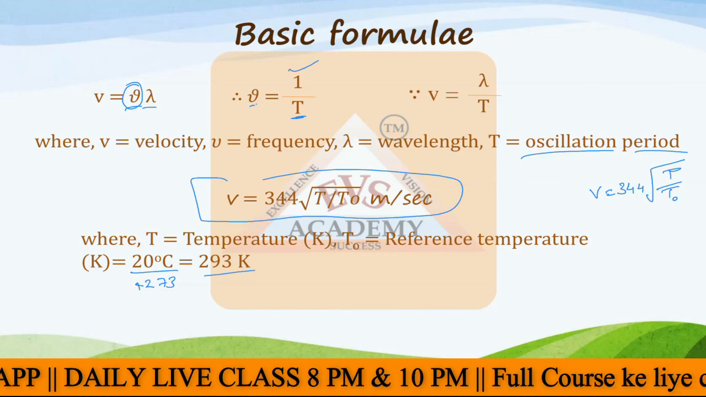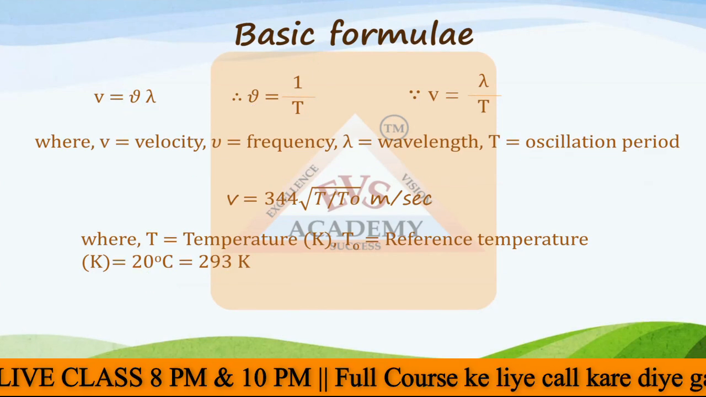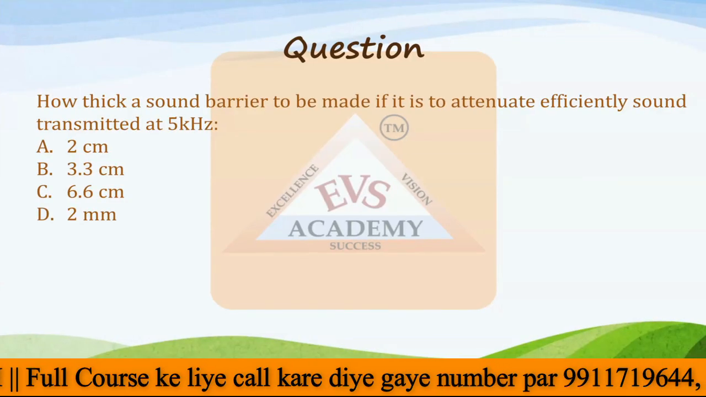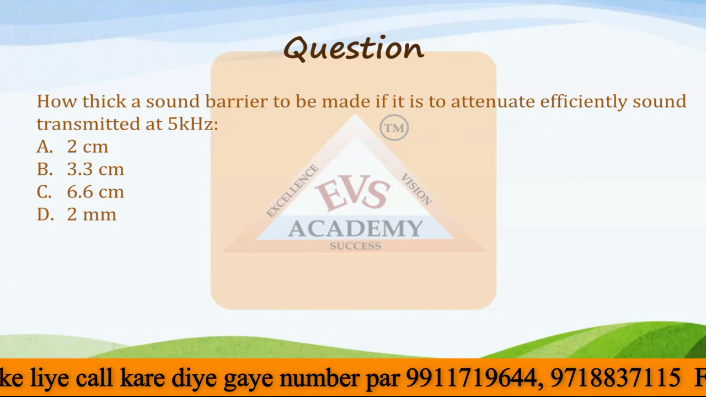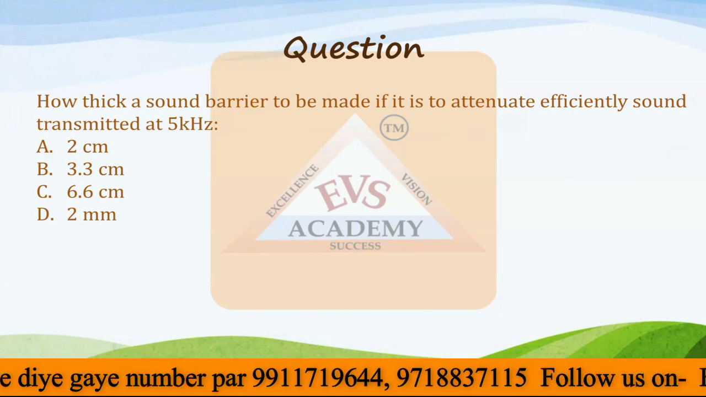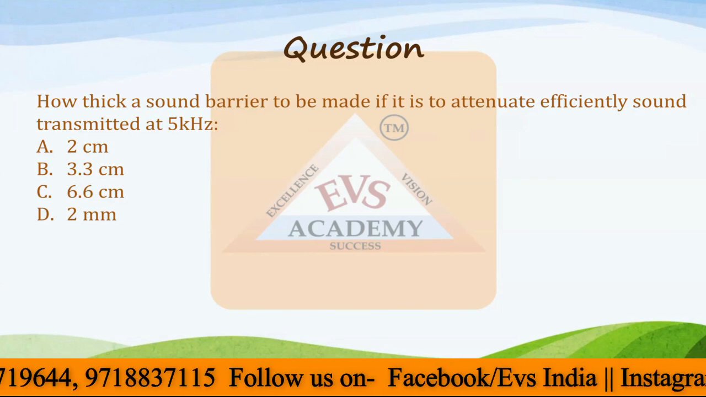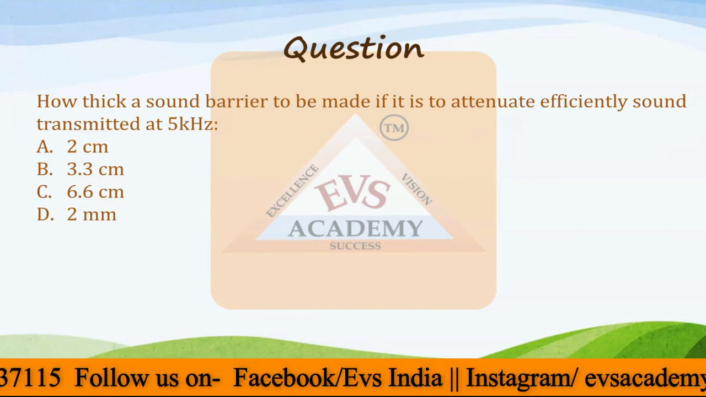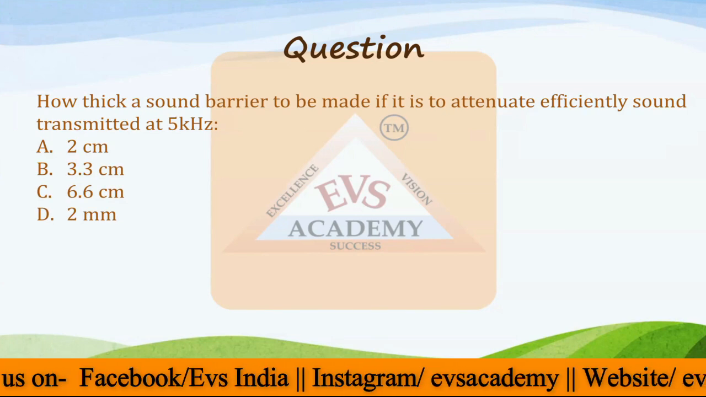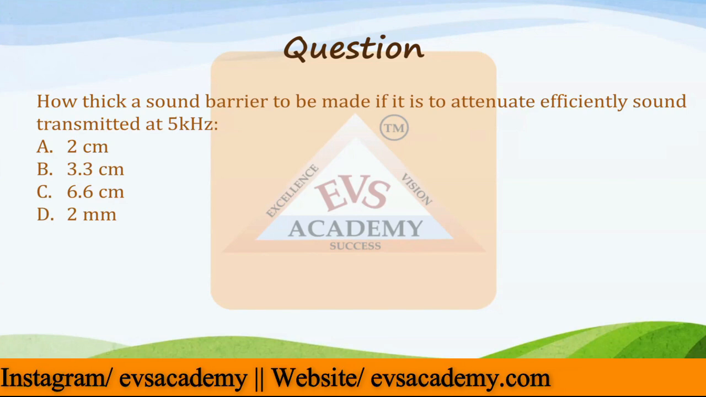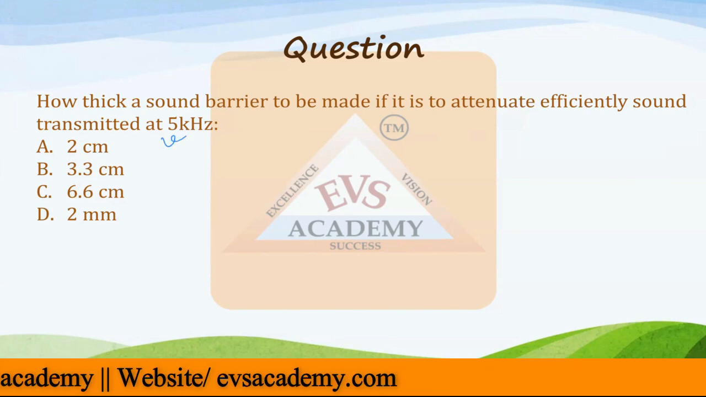Try to solve it. This is the question. How thick should a sound barrier be made if it is to attenuate efficiently sound transmitted at 5 kilohertz? The options are 2 centimeter, 3.3 centimeter, 6.6 centimeter, and 2 millimeter. So try to solve it. The frequency is provided to you here in this particular question, that is 5 kilohertz.